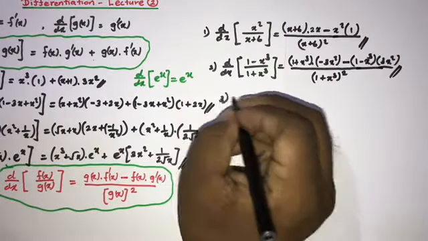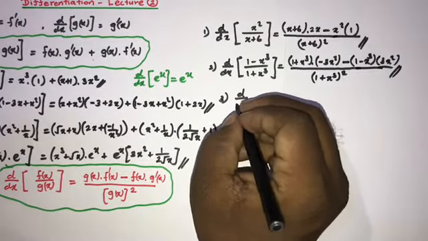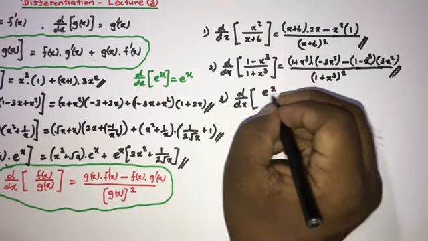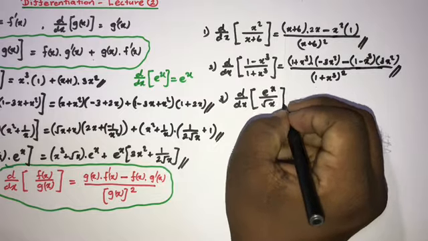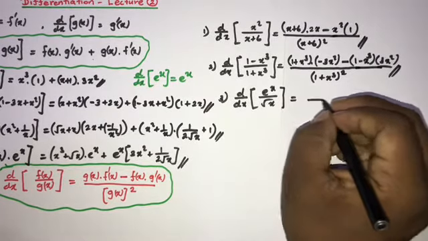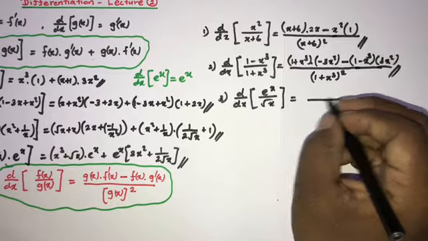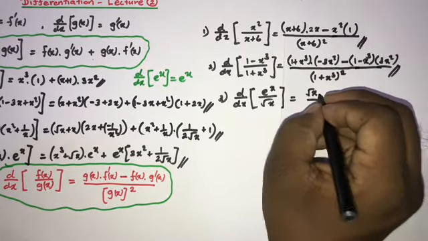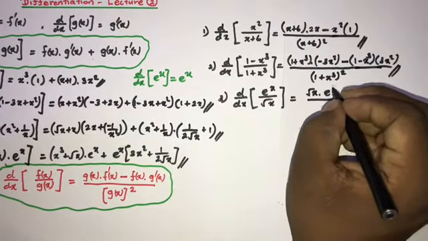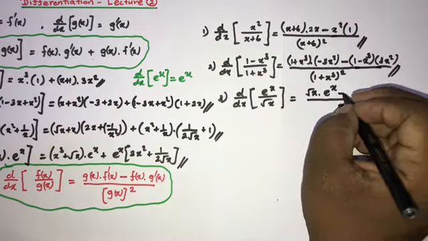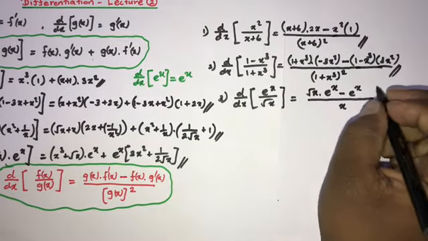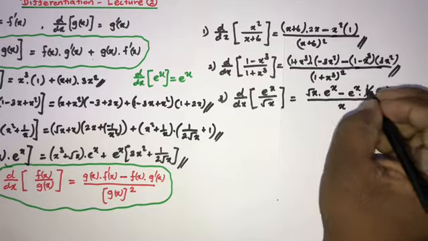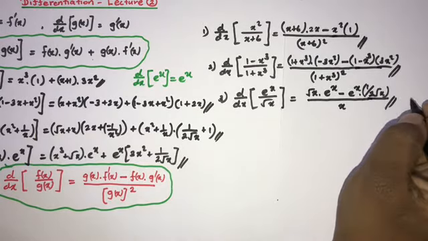Now third example, we have to differentiate e to the x over square root of x. Here we know the square of the denominator, so square root of x square, we know x. Now rewrite square root of x, then the derivative of e to the x, we know e to the x, then minus, then rewrite e to the x, then the derivative of square root of x, we know 1 over 2 times square root of x. Okay, this is the answer.